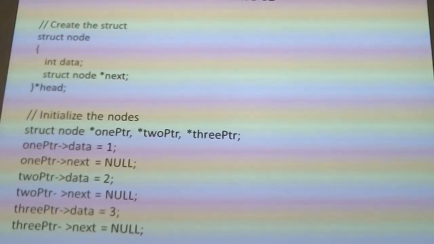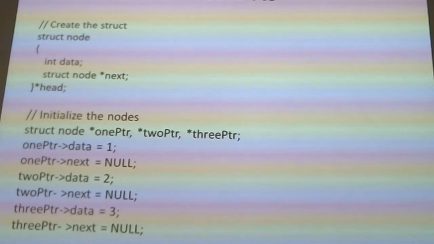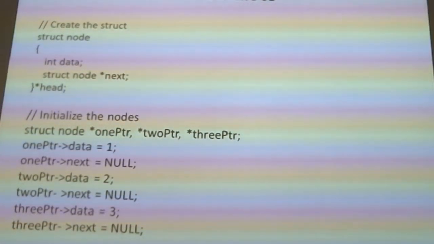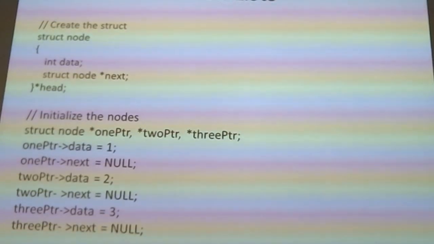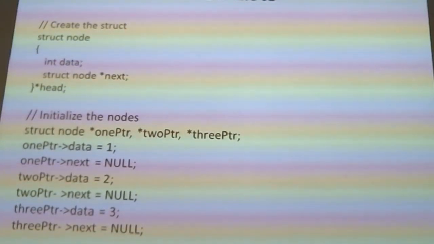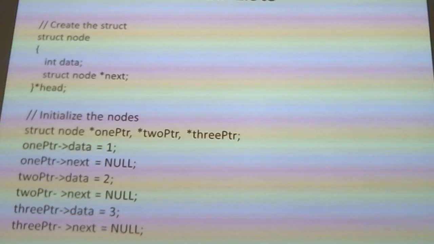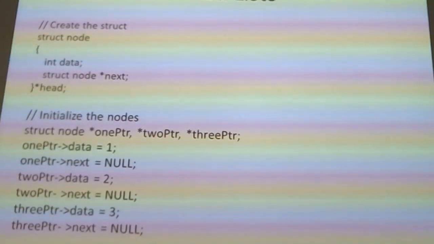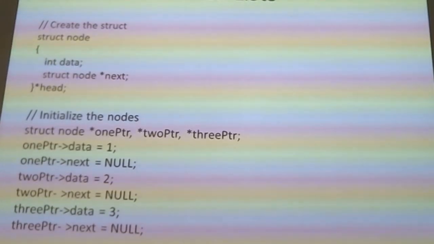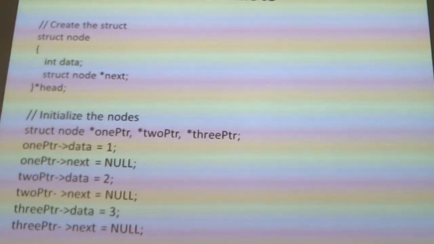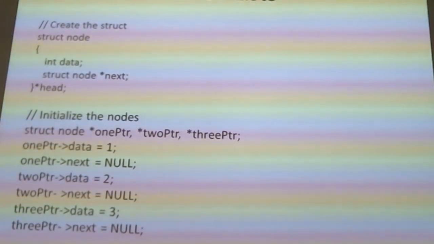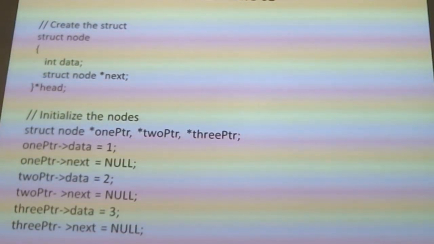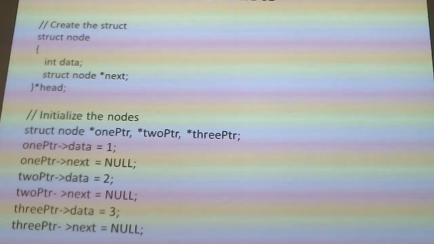All right, so in our code, we create the actual structure. We have those two parts, right? We have that one part that's the data, and the other part that's the pointer to the next node in our list. So here we go. And then what we've done, if you look up here, we have that asterisk head. So we're creating an instance of our struct called node during creation of the struct right here in line.